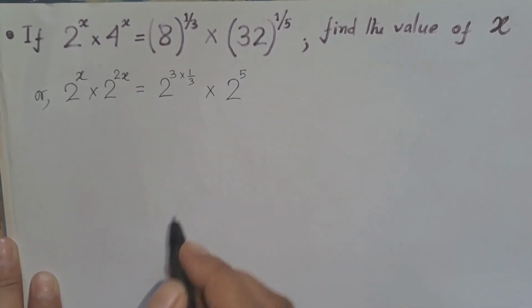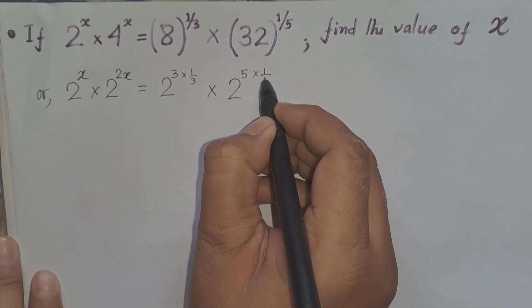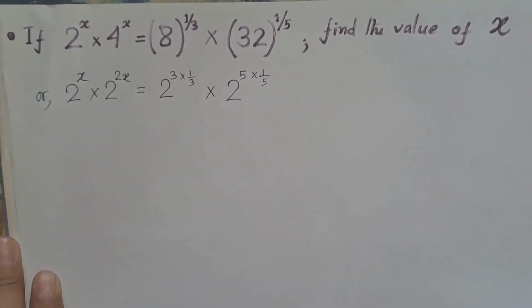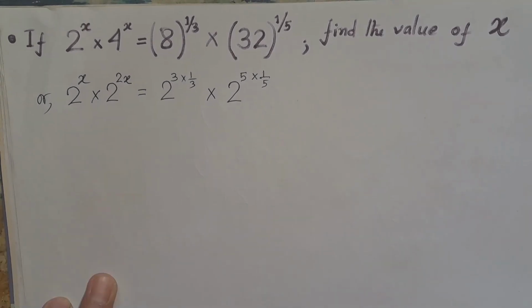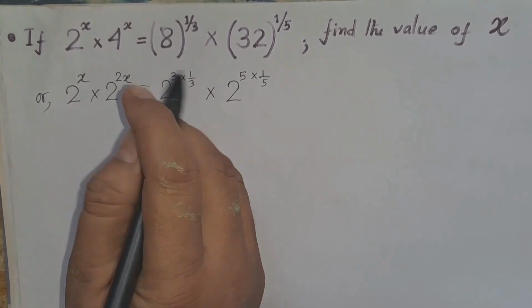32, we could write it as the same power of 2. I am making all the numbers into the base 2. So 2 to the power 5 means 32, and the outside power is 1 by 5.